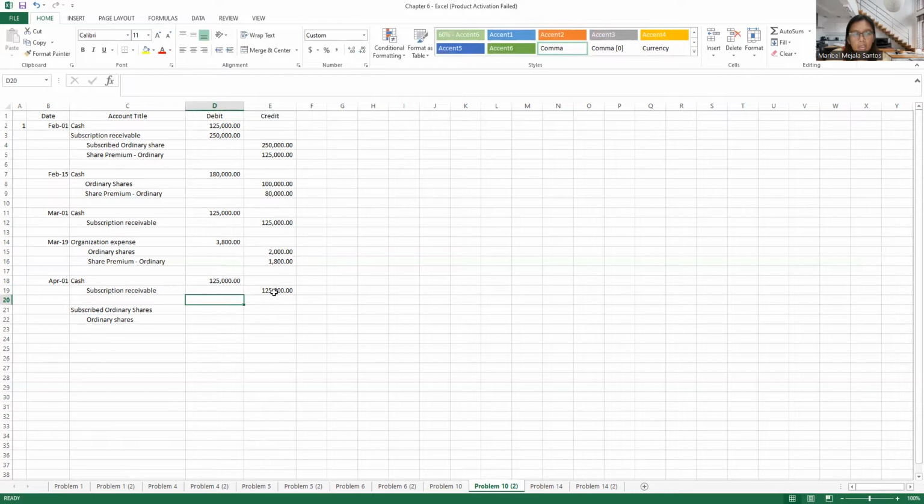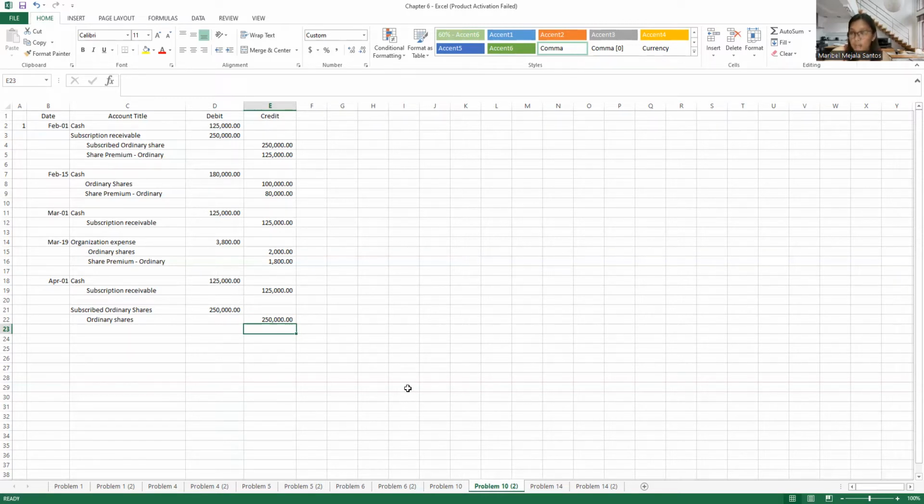And this is the only time, no? So, the subscribed ordinary shares, bayad na yung buong 375, no? So, wala na to, mas-zero out na siya. Ngayon, pwede mo na siyang i-transfer into subscribed. Yung subscribed ordinary shares, magiging ordinary shares na. Okay, so that's subscription of shares. Okay? So I hope you can follow.